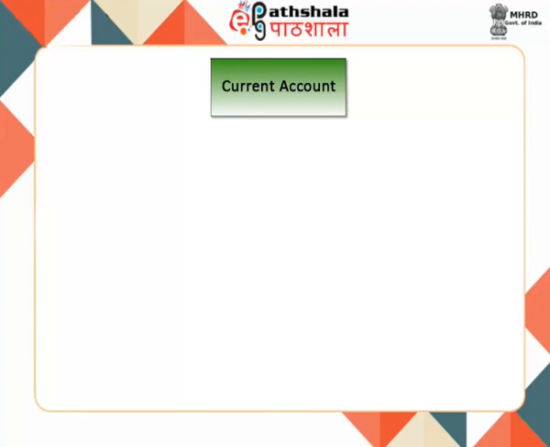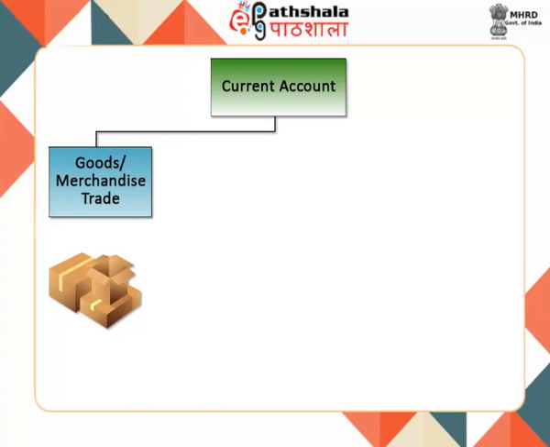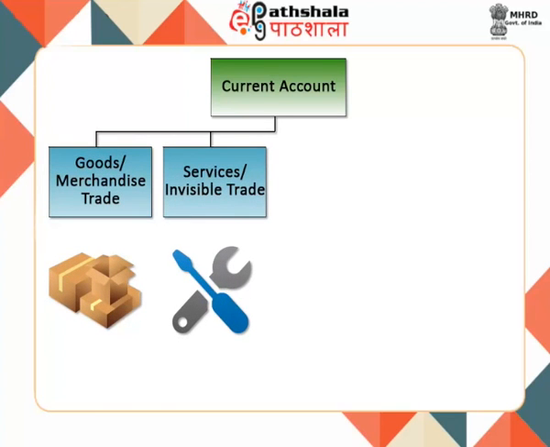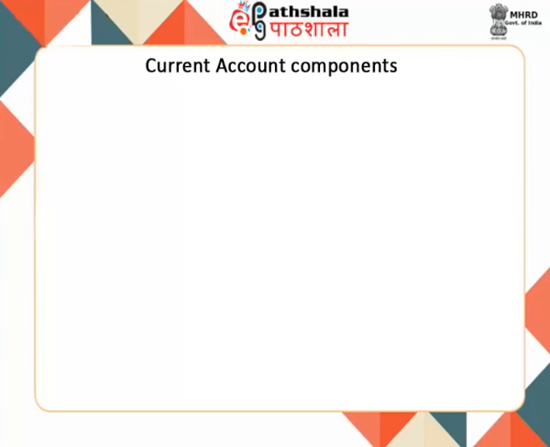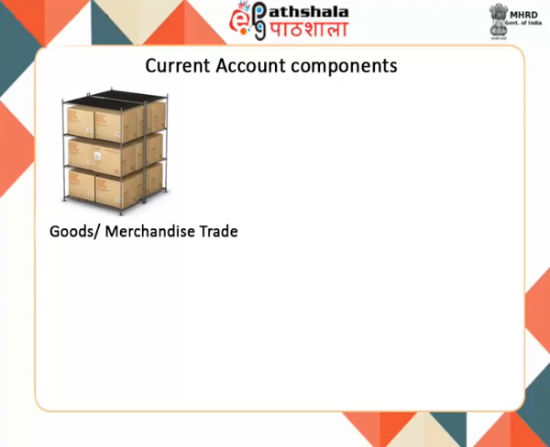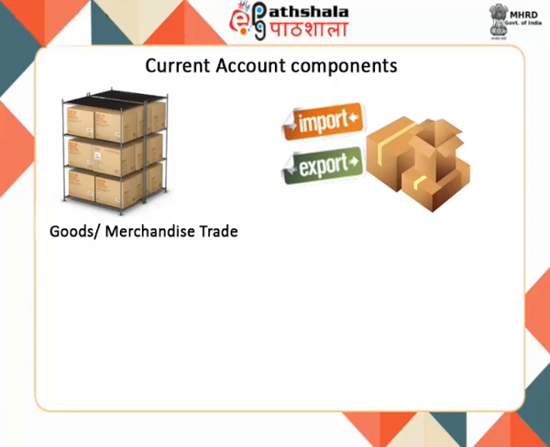The current account records all international economic transactions involving export and import of goods and services occurring within the current period. It has the following four subcategories: goods merchandise trade, service invisible trade, factor income, unilateral transfers. The first subcategory of current account is goods or merchandise trade. The export and import of goods is included in this subcategory of the current account.